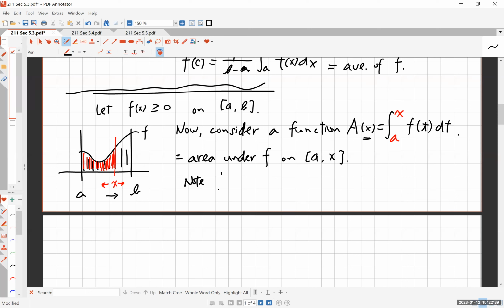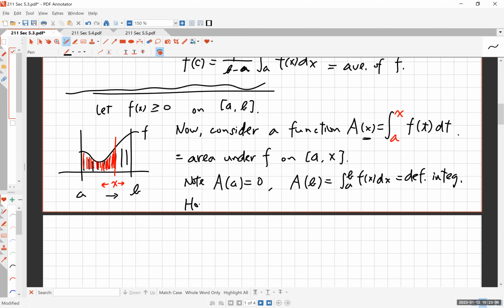Note here, capital A of a is, of course, the integral from a to a, so that's going to be 0. And capital A of b is the integral from a to b, so that would be the whole area, right? This is the definite integral that we are interested in finding eventually.